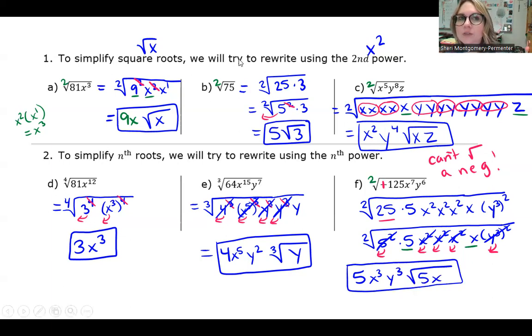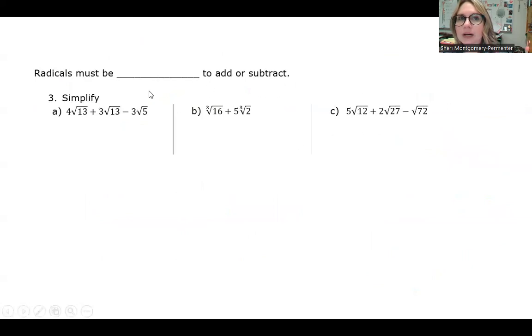The last section on this front page is going to have us combine radicals. Well, radicals or roots must be alike. It's the same thing as having a common denominator. They must be alike, the same, common, to add or subtract. It's just like adding or subtracting fractions.